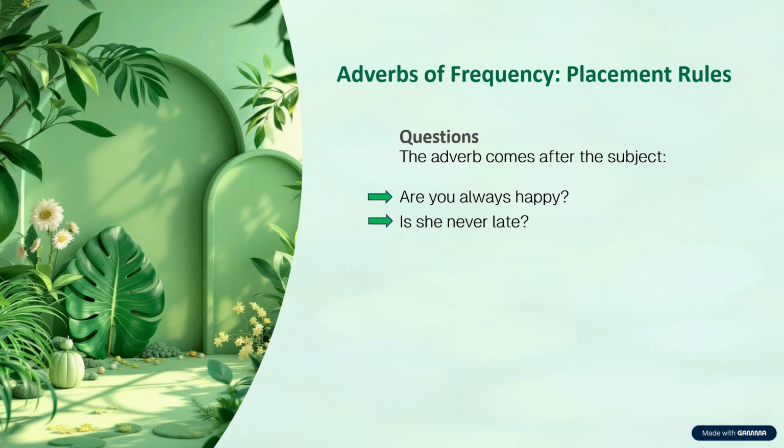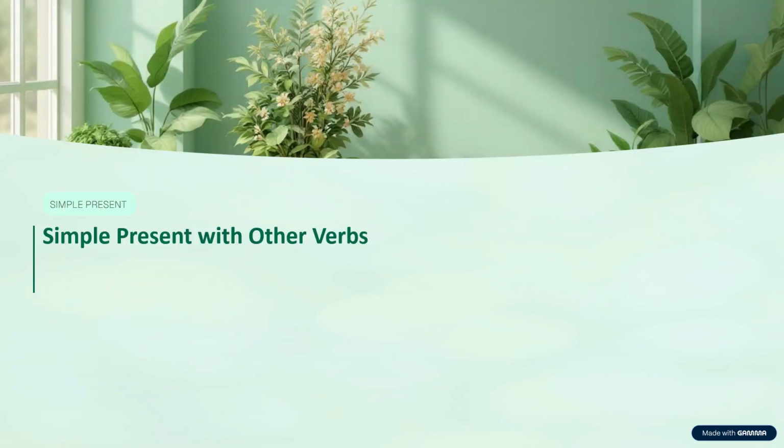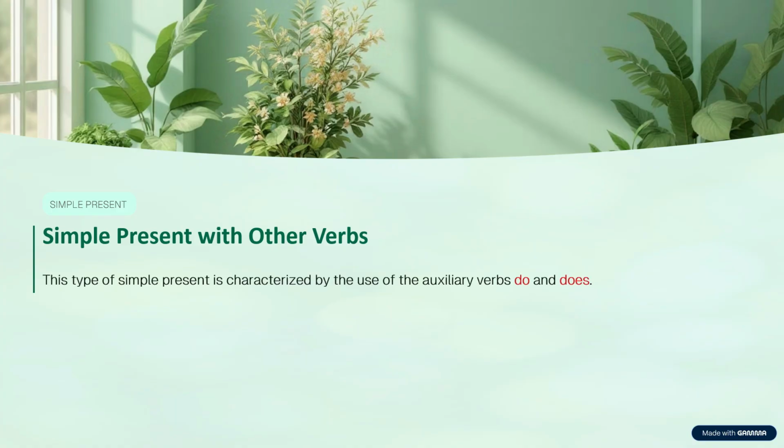Now that we've covered the simple present with be, we'll move on to the simple present with other verbs. As we mentioned earlier, this type of the simple present is characterized by the use of the auxiliary verbs do and does when forming negative sentences and questions. These auxiliaries are necessary because, unlike be, other verbs cannot form negatives or questions on their own.